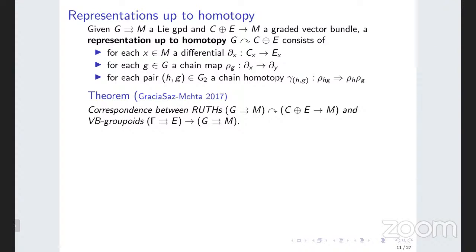There is a question on the chat by Jim. No higher homotopies because there are only two levels. Exactly, Jim. In principle, you can do the same definition for an arbitrary graded vector bundle, but if you do it with two levels, you have only these homotopies, but then what you gain is an equation. These three things have to be compatible in a certain sense. The only missing compatibility, I think, is that these chain homotopies for each triple of composable arrows have to give a commutative tetrahedron.